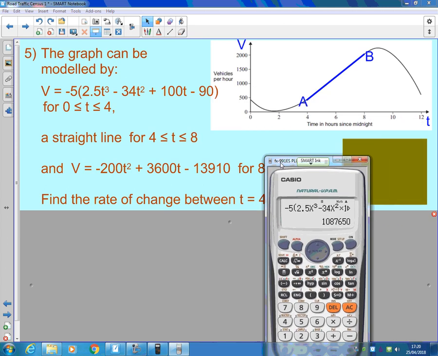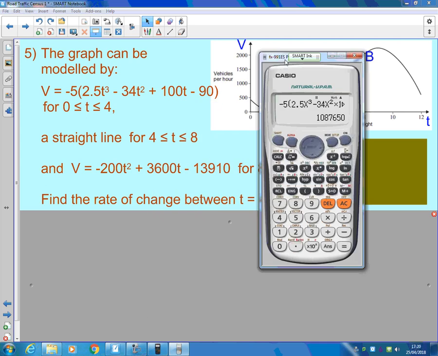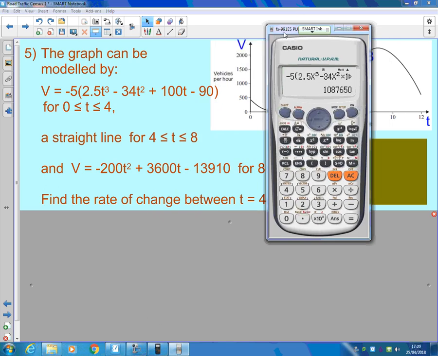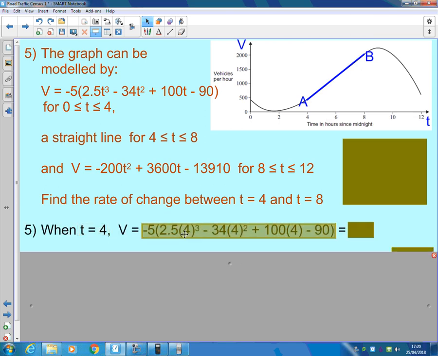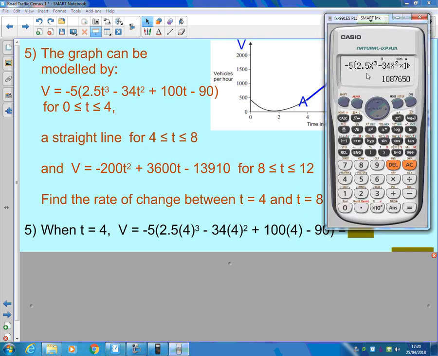I don't know what I've done there. Okay, V equals that. Find the rate of change. Let's see if I've got my equation right. Okay, that's it. When t equals 4, V equals 4 cubed minus that plus that minus 90. Let's check I typed it in right. 2.5x minus 5, 2.5 4 cubed minus 45 4 squared plus 100x minus 90. Oh, I've put a times sign. See? Now, if you get something silly, check it back. I've done something silly here. I can see it was a silly answer.